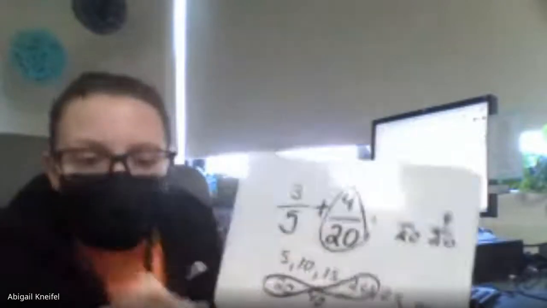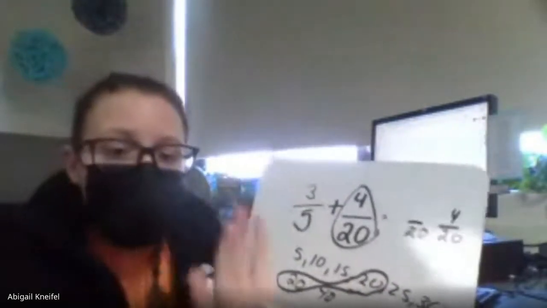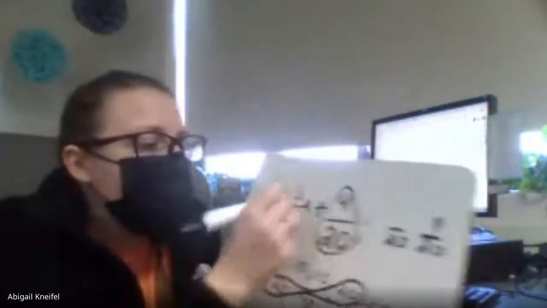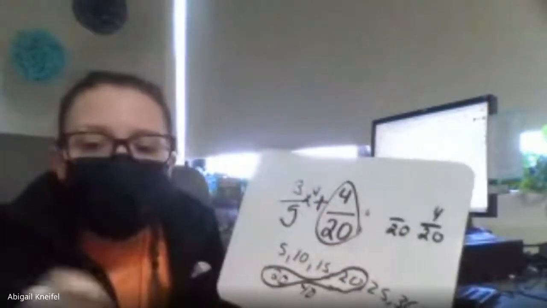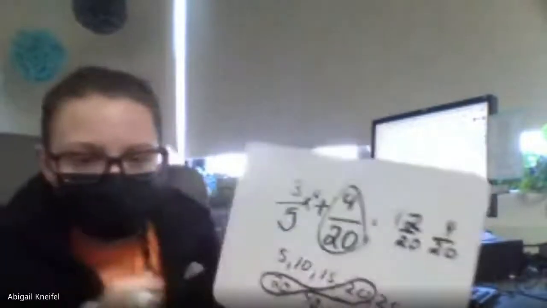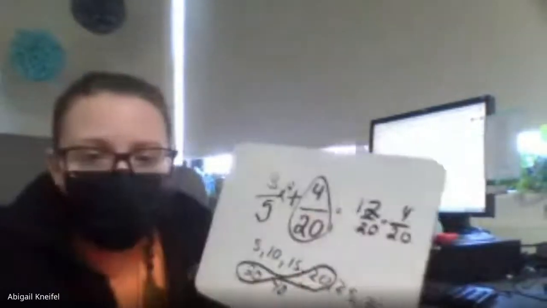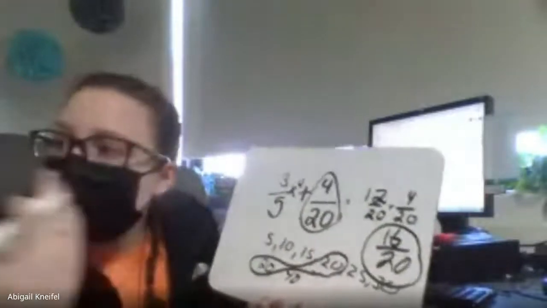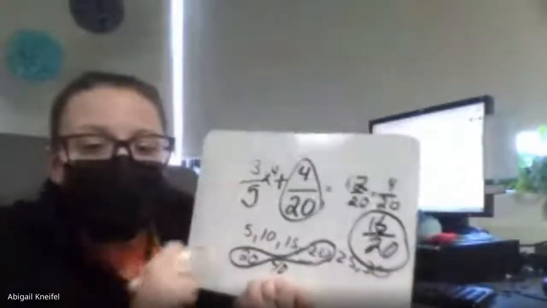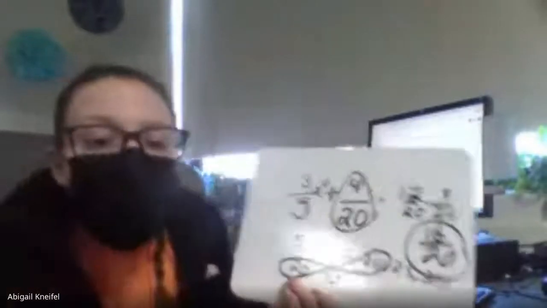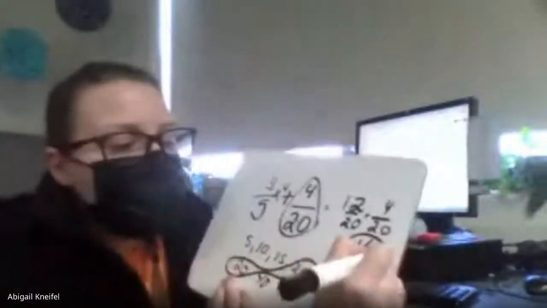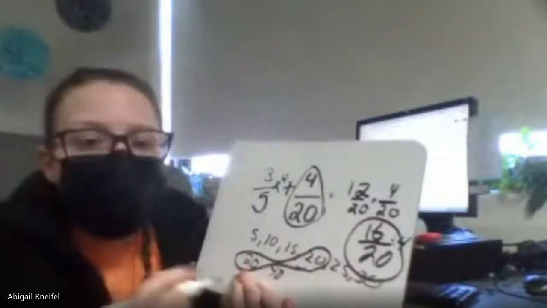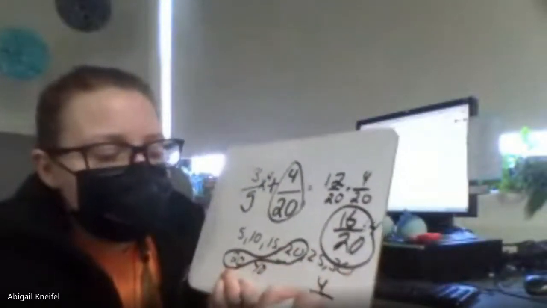What we do to the bottom, we have to do to the top. 5 to get to 20 is times 4. So that means we have to times 4 with our 3. 3 times 4 is 12. 12 plus 4 is 16. Now we have 16 over 20. Guess what? We can make that smaller. Mrs. Kneifel knows how to do multiplication and knows how to divide. We could do it by 2s, but we can also do it by 4s because 4 goes into both of those evenly. 16 divided by 4 is 4. 20 divided by 4 is 5. Our answer is 4/5.